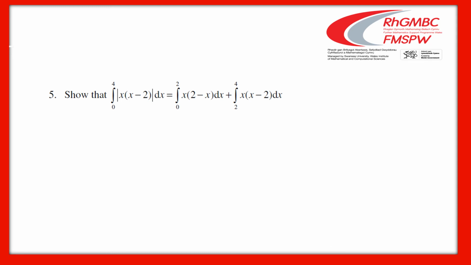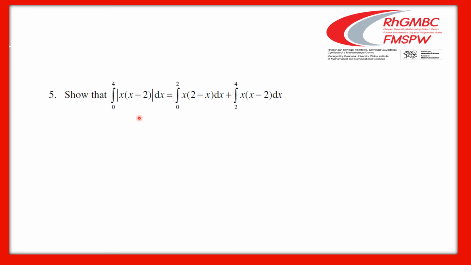In this question we've got the integration from 0 to 4 of a modulus function, x times x minus 2. And the first thing we have to do is to show that that's equivalent to the integral of x times 2 minus x between 0 and 2, and then that's added to the integral of x times x minus 2 between 2 and 4.